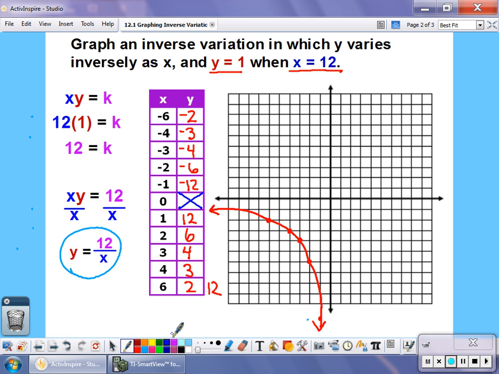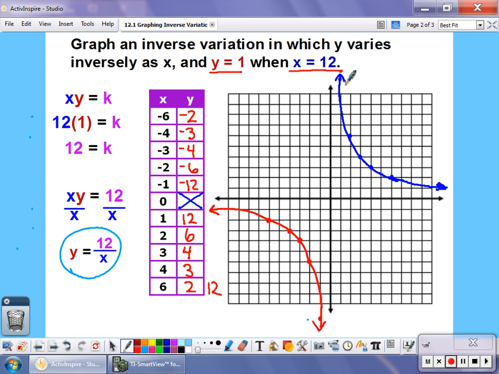And now let's graph these bottom ones. Again, I have over 1, and I have up 12, which is not on my graph, but I can guess where it is. I'm going to go 2, 6, 3, 4, 4, 3, 6, 2. I'd have another one out here somewhere. And this is what this curve would look like. Okay, so that's a basic inverse variation graph.